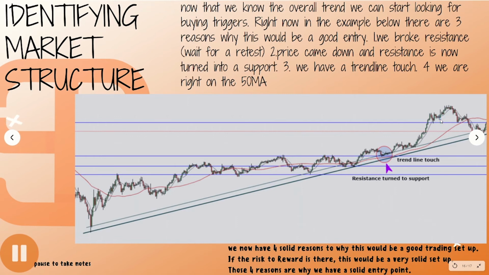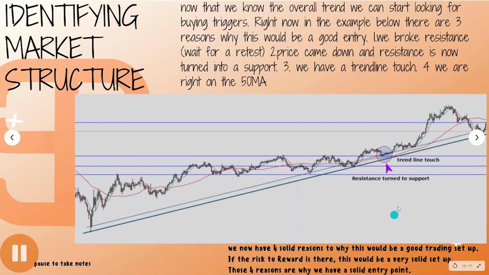Now, these are a lot of the moves that we will be taking in our strategy, but there are guidelines to the ones that you should be taking and the ones that you shouldn't be taking. So it gets really fun. Now, we have the 4 solid reasons, like I just explained, why this would have been a good trading setup. We have that trend line, we have the 50 moving average, we have the resistance turned support, probably a Fibonacci level, just so many different confirmations into why that would have been a good trade. And obviously it rallied like crazy.